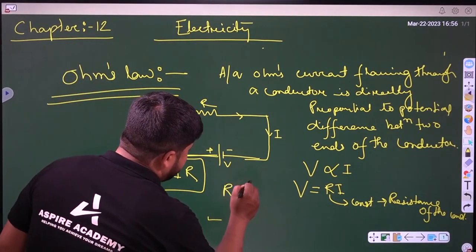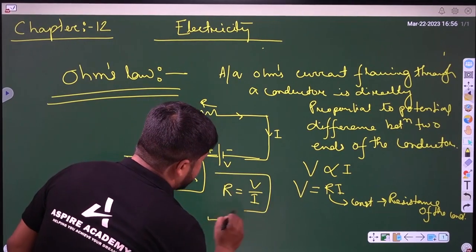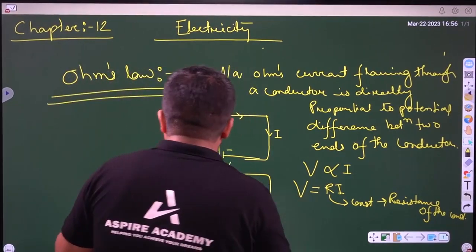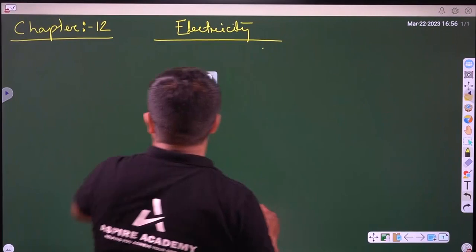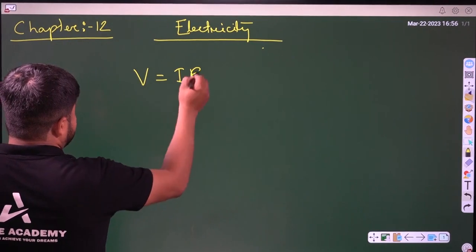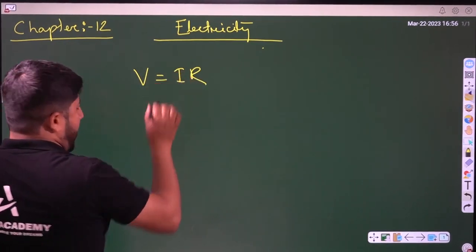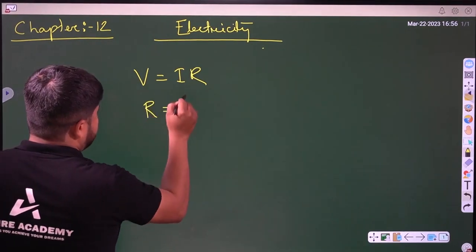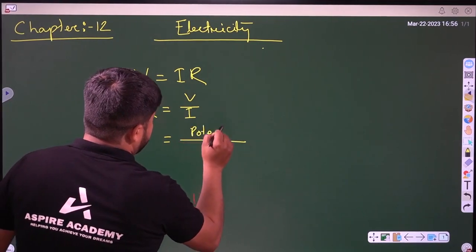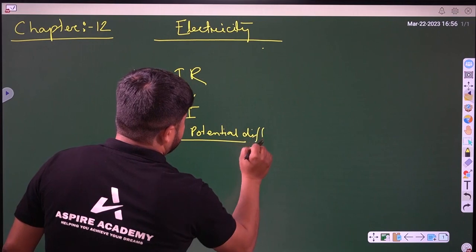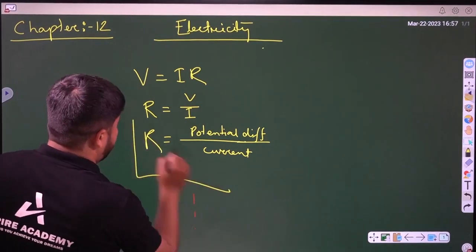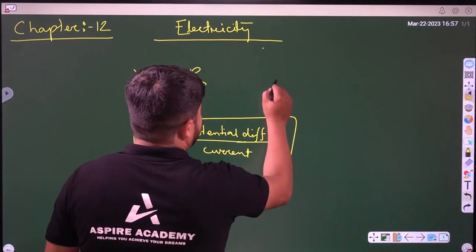So R is equal to V by I, we can write it like this. So now we can discuss what is resistance. V is equal to IR according to Ohm's law. R is called resistance, V is potential difference, and I is called current. Resistance is also called potential difference by current. So R is equal to V by I.